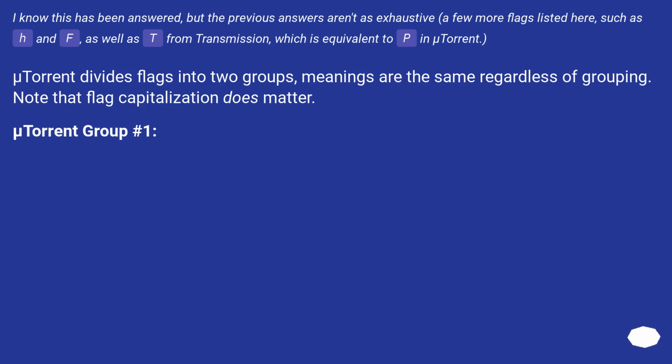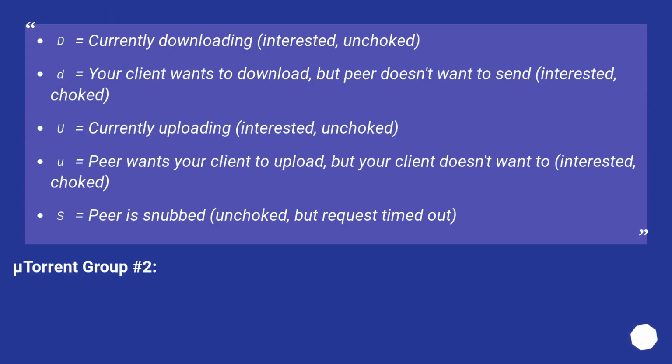uTorrent group number 1. D equals currently downloading, interested, unchoked. d equals your client wants to download, but peer doesn't want to send, interested, choked. U equals currently uploading, interested, unchoked. u equals peer wants your client to upload, but your client doesn't want to, interested, choked. S equals peer is snubbed, unchoked, but request timed out.